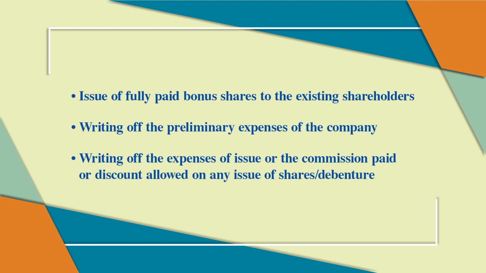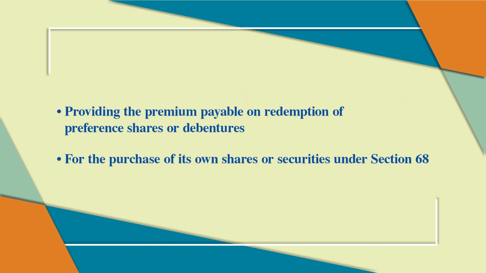Number 2, writing off the preliminary expenses of the company. Number 3, writing off the expenses of the issue or the commission paid or discount allowed on any issue of shares or debentures. Number 4, providing the premium payable on redemption of preference shares or debentures. Number 5, for the purchase of its own shares or securities under Section 68.